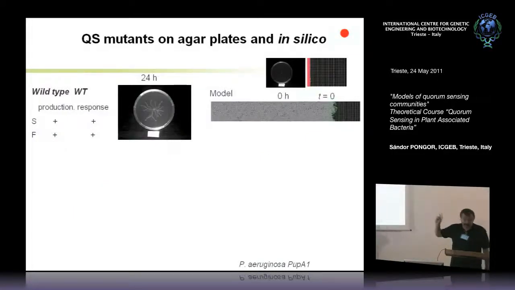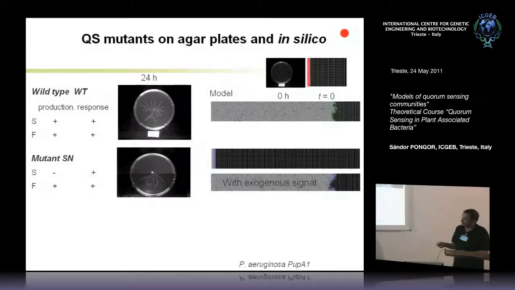Now how does this compare with agar plate experiments? First of all, this is a wild-type mutant. It produces the signal, it responds to it, it produces the factor, let's say RHL, and responds to it, forms this phenotype, and it runs quite fast in the computer. If we delete signal production, then we have a mutant that does not run by itself, but if we add external signal, it will run. We see the same thing happening here.